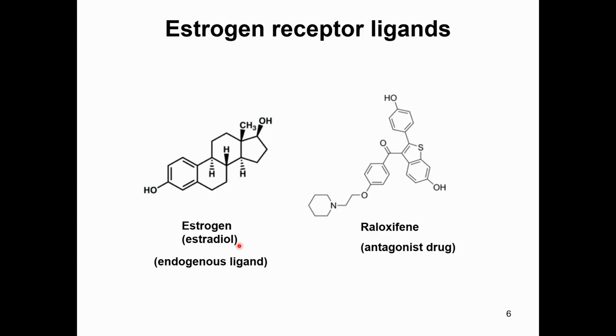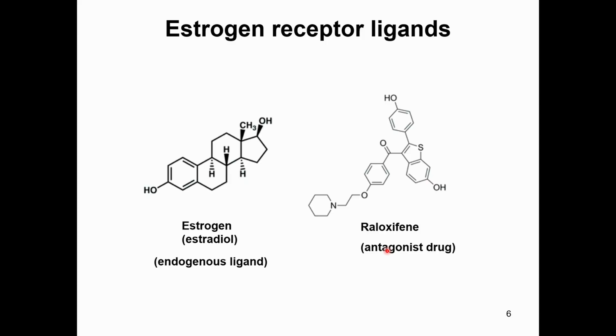Sometimes it's spelled O-E-S-T-R-O-G-E-N, if you're in England, for instance. But it's a sterol structure, and that's estrogen. Well, here is an antagonist drug for the estrogen receptor, raloxifene. And you can see that it doesn't look exactly like estrogen, right?